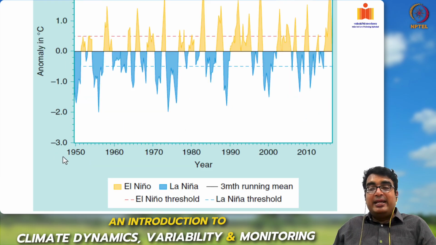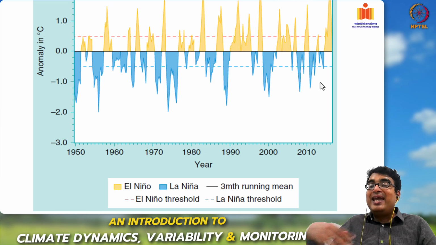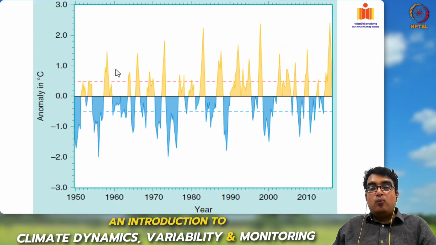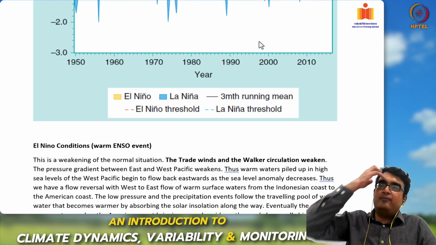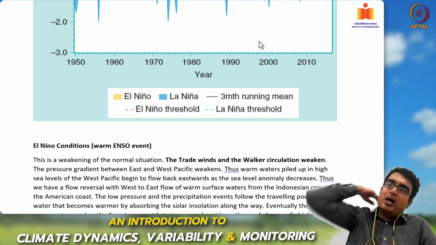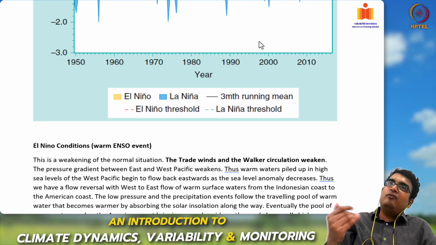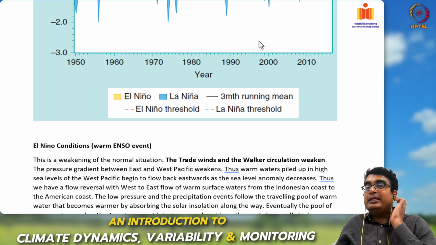So if you see from 1950 to around 2015, which is around the 65-year period, you have 1, 2, 3, 4, 5, 6, 7, 8 big La Nina events, and 1, 2, 3, 4, 5, 6, and maybe 7 big El Nino events over a 65-year period. So once a decade you will have a big El Nino event, and once a decade you will have a big La Nina event.